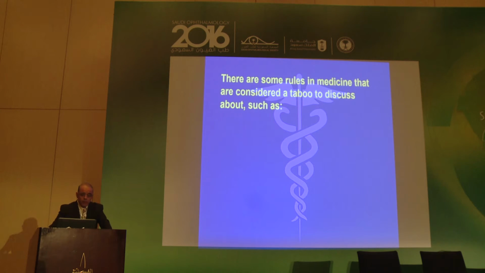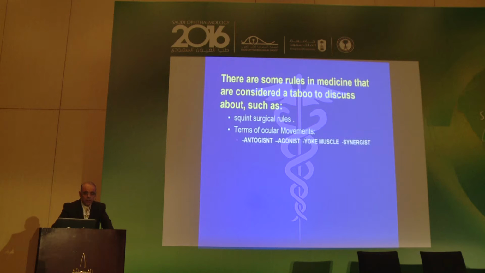There are some rules in medicine that we consider taboo, and we didn't discuss them. One is in ophthalmology, the squint surgical rule and guideline: 1 millimeter for every 5 degrees of squint you have to correct. Also the terms of ocular movement, like antagonist, agonist, synergist, have to be discussed more.